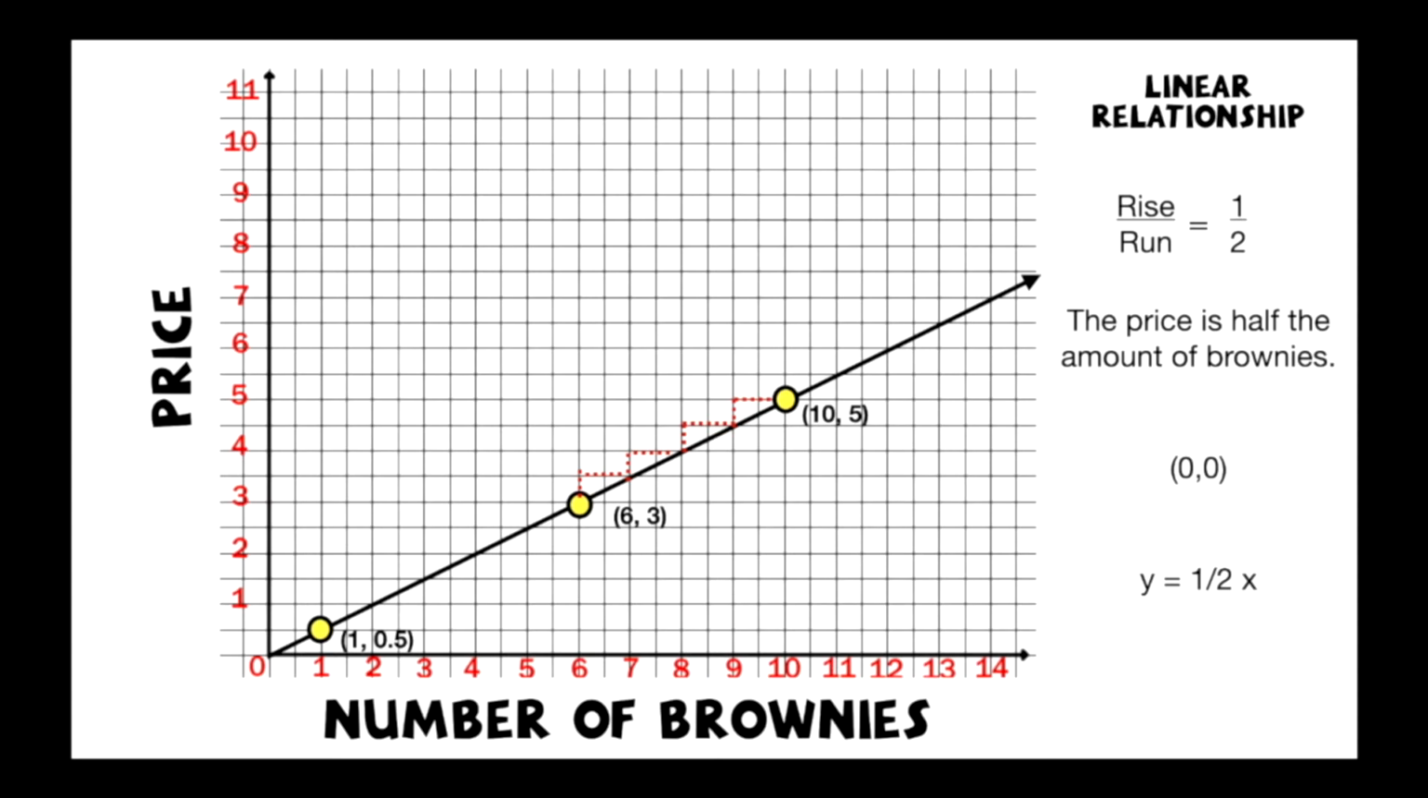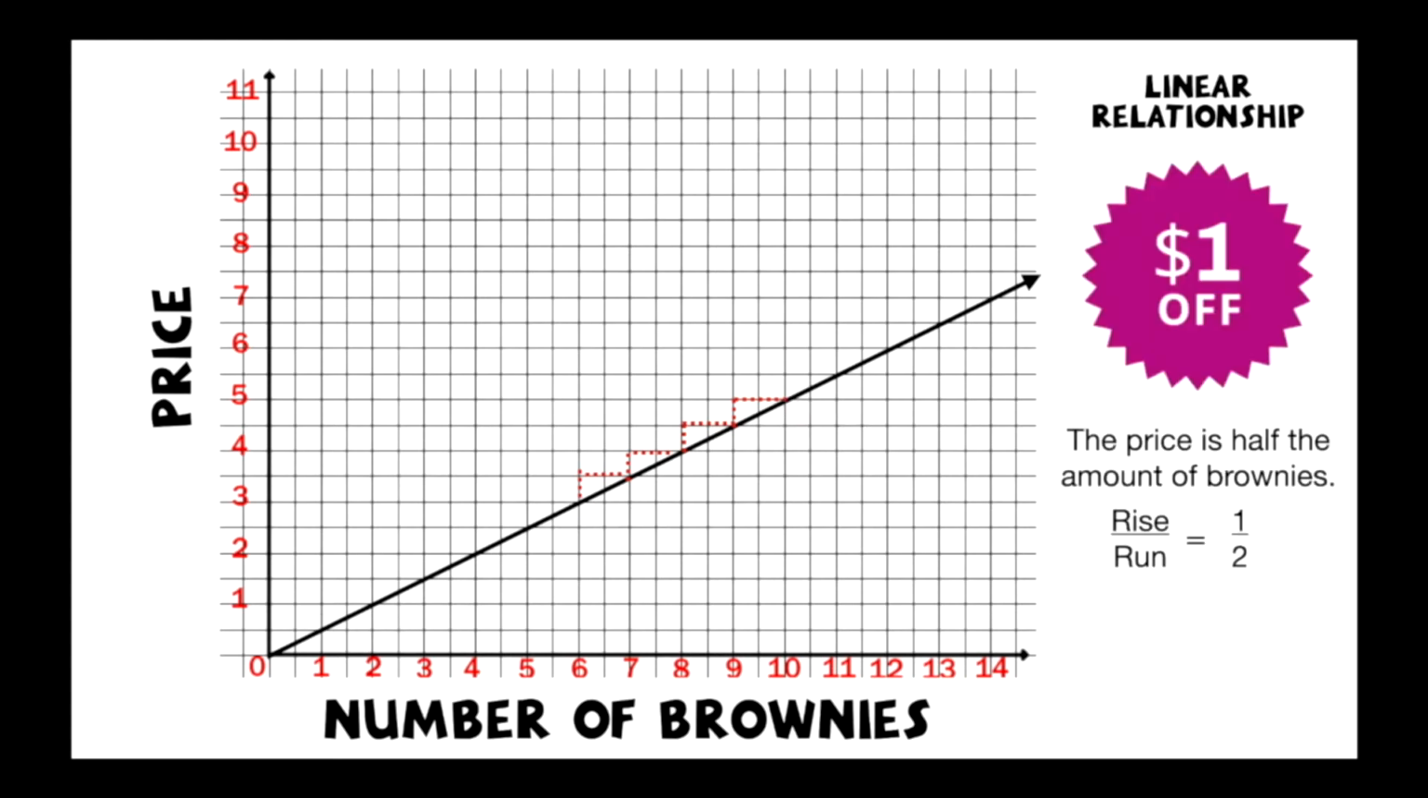But what if something happened? What if instead of just the price being half the number of brownies, I got a deal? What if I had a coupon, and I found the price of the brownies was $1 off? With this coupon, I could apply it to our scenario. Well, how will that change my graph, knowing that I have a coupon for $1 off?